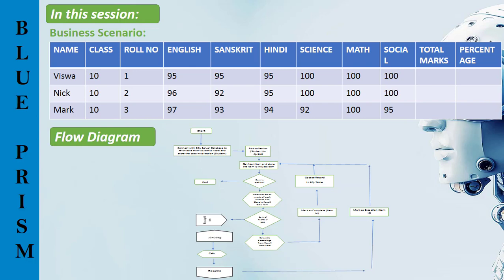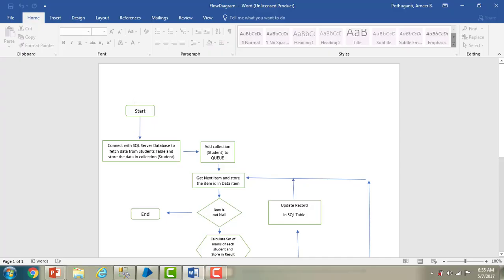First of all, we'll see what the business scenario is. I want to calculate the total marks of each student of class 10 based on the roll numbers, and also calculate the percentage of each and every student of the class using work queues. Let me switch to the flow diagram.